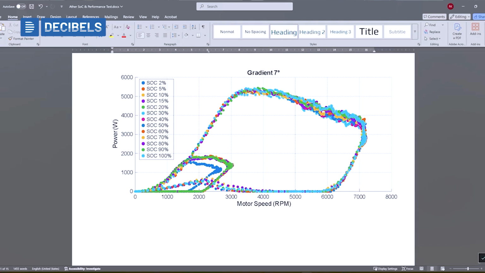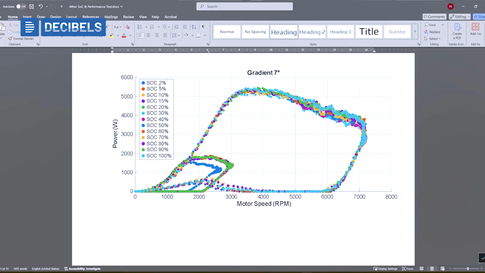And what is the power? As you can see, the speed is much reduced here with the higher gradient. For 1%, or here in this case 2% SOC, we are trying to push more power out of it, but the speed is very limited in this case. That is what is happening in this condition.